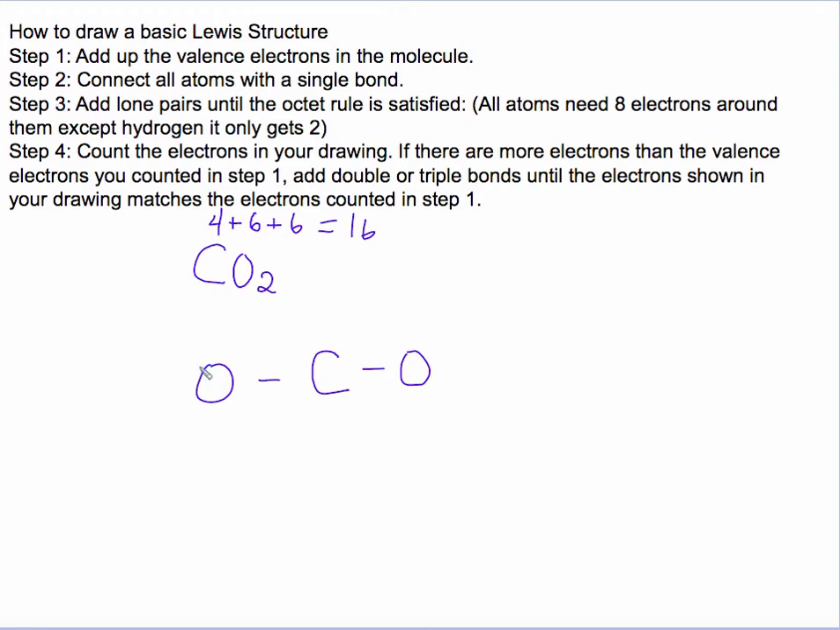Now we're going to do step 3. We're going to add lone pairs until everything has 8. 2, 4, 6, so that's 2, 4, 6, 8. That's good for that oxygen. Let's do this oxygen: 2, 4, 6, and 8. Now we have to do carbon: 2, 4. So now 2, 4, 6, 8. Everything has 8 around it. Now let's count to see if it equals our 16 number.